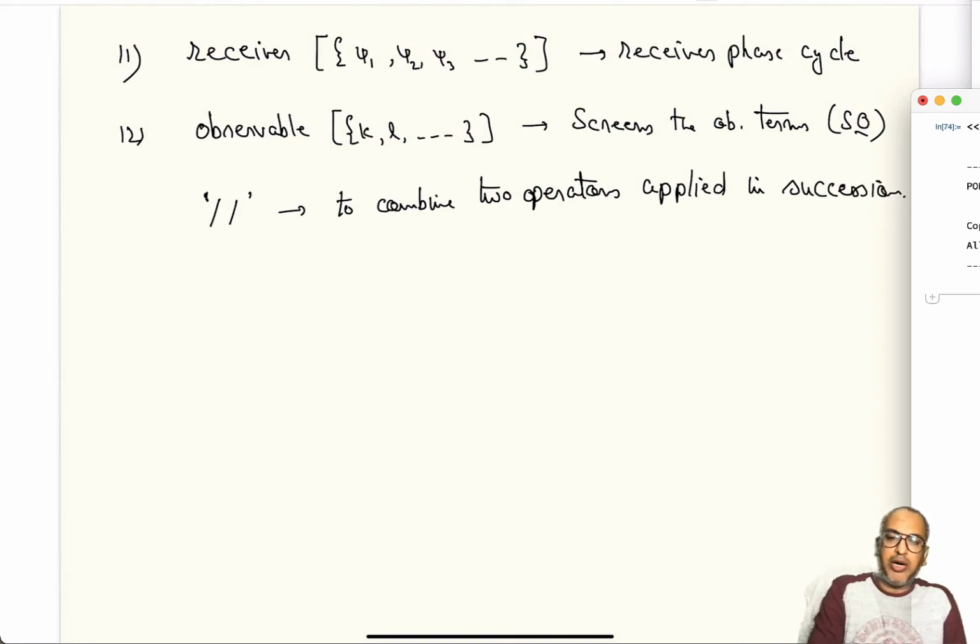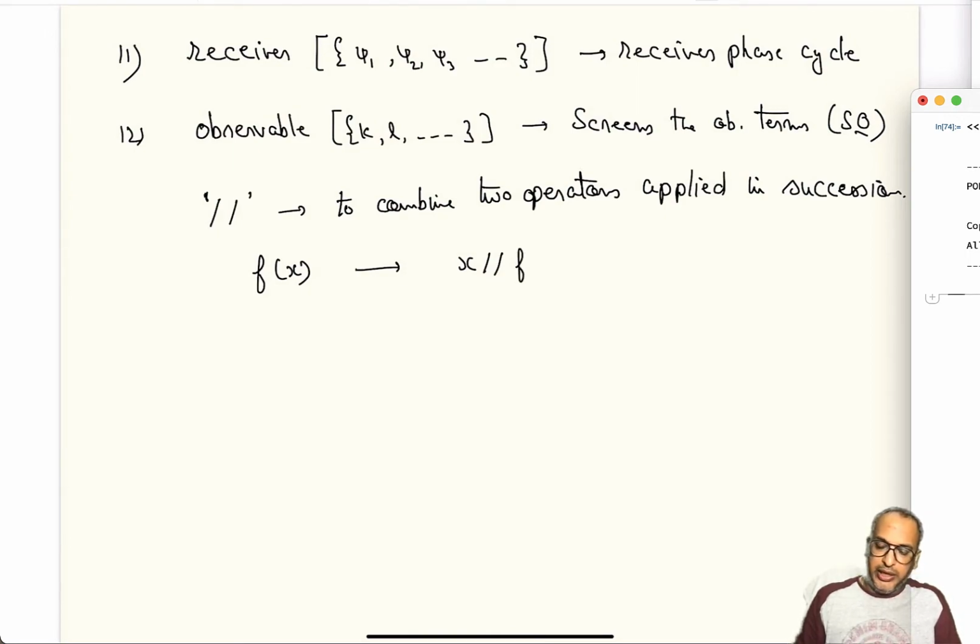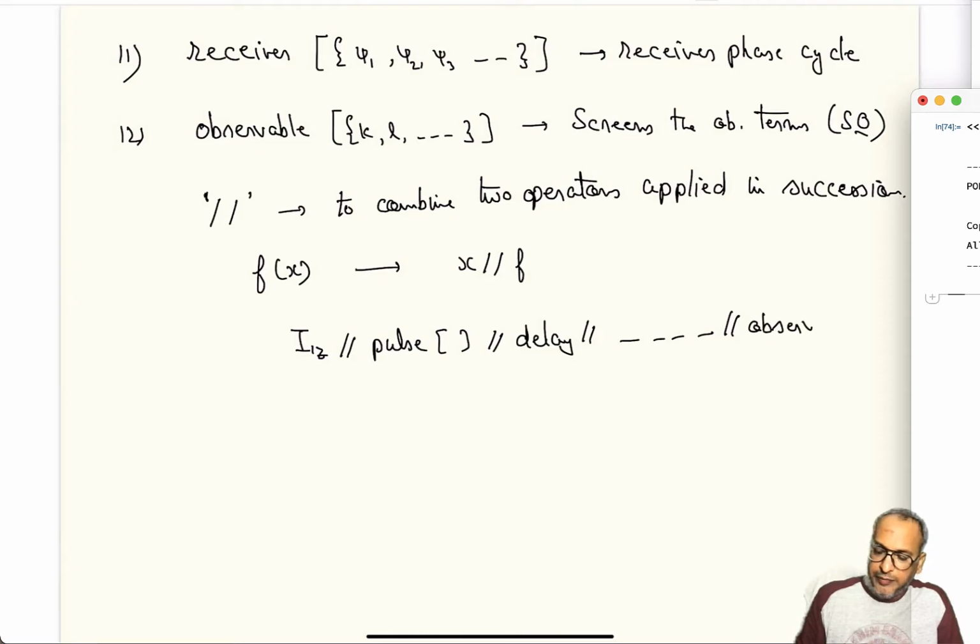So for example, if we have to write f of x, then in Mathematica it will be written as x double slash f. So x is the starting point, and then you are applying a function f onto that, right? Thus we always start with a given density operator, so that's like we are starting with I1z, followed by a pulse command, followed by a delay command, and so on and so forth. Last will be, let's say, the observable. So that's how the sequence of events will happen.